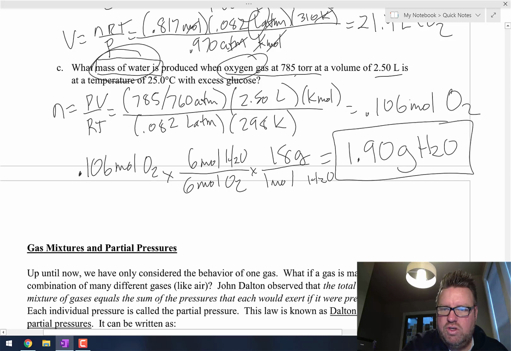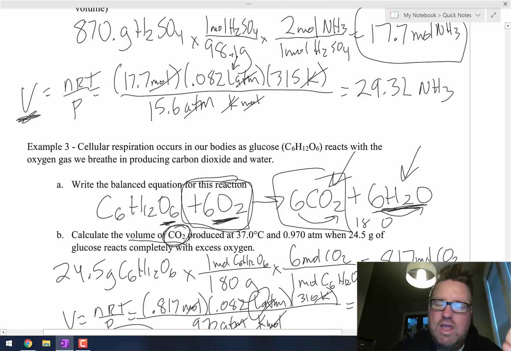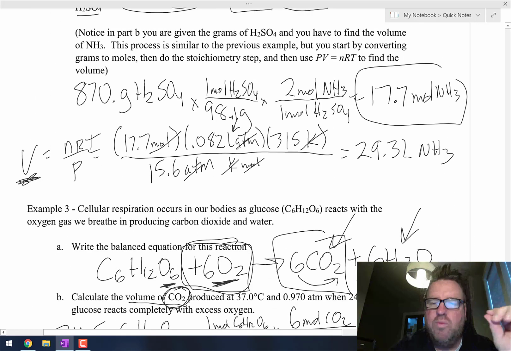Okay, and so stoichiometry can be used just like it can with regular stoichiometry, but rather than using grams to convert to moles, you can use PV equals nRT to get to moles.